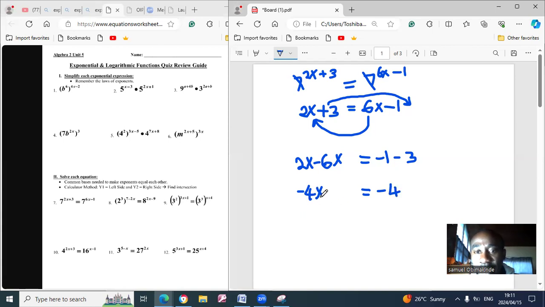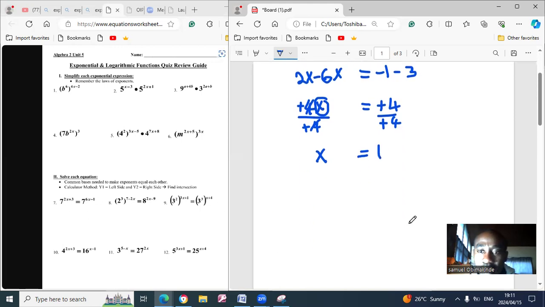To find x, I've also taught you how to do this. You have to divide both sides by the coefficient of x. The coefficient of x here is negative 4. So you divide this side by negative 4, and you divide that side by negative 4. Negative cancels negative to become positive, 4 cancels 4, and you are left with x. Negative divided by negative will be plus, 4 divided by 4 will be 1. So in this case, x is equal to 1.